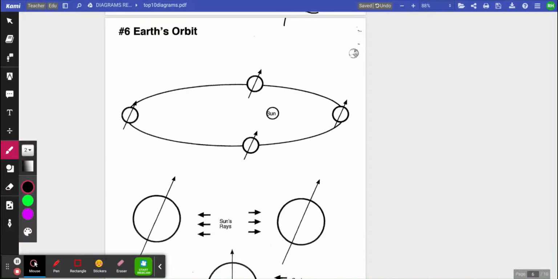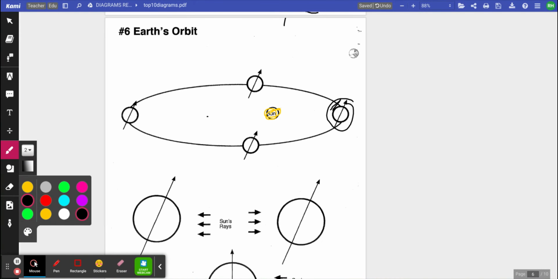Here we have another exciting part about orbits. So again, remember we've got the two foci for the orbit, but one of them is empty and the other one has the sun, which we see here. So there are two important points in Earth's orbit. This one over here is called the perihelion.